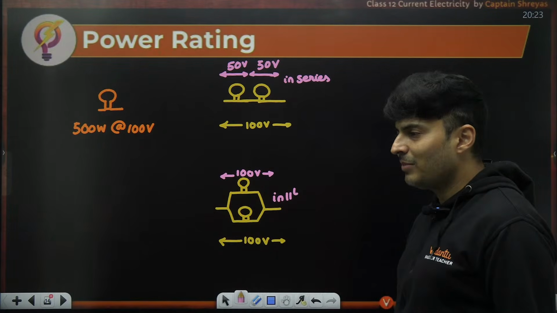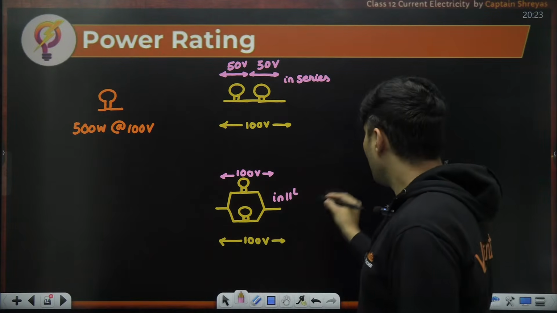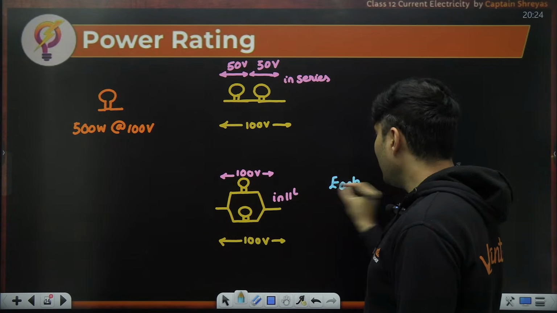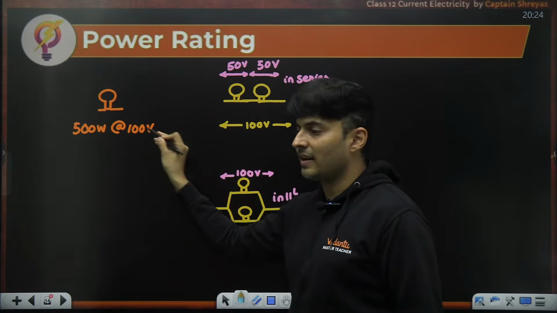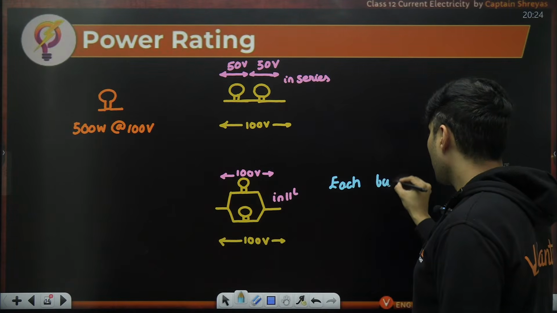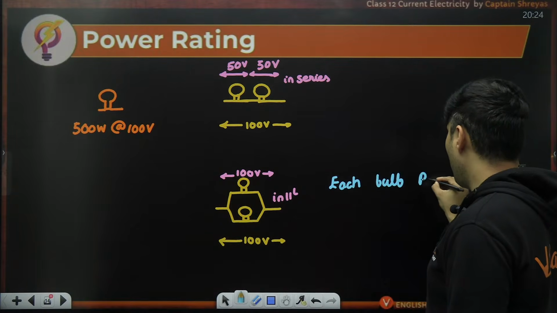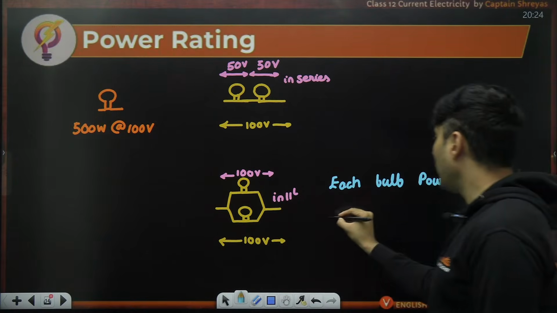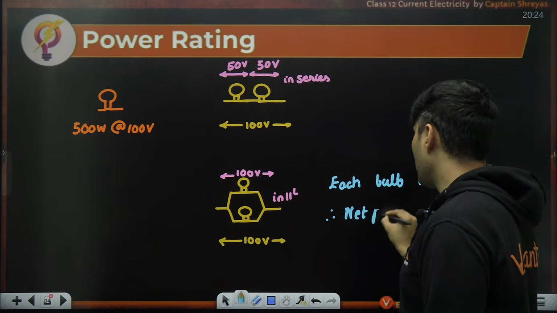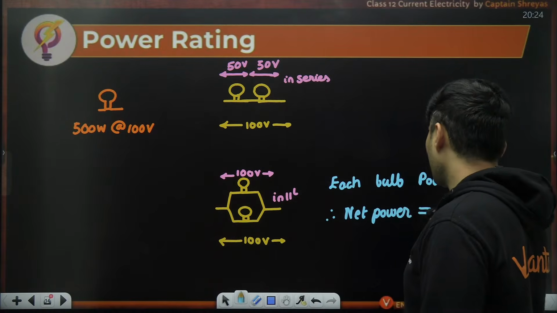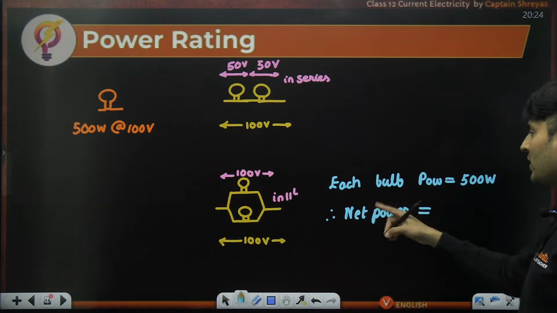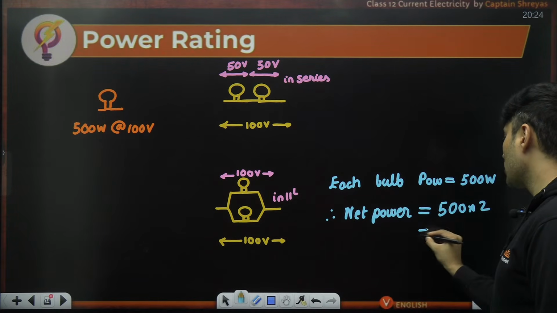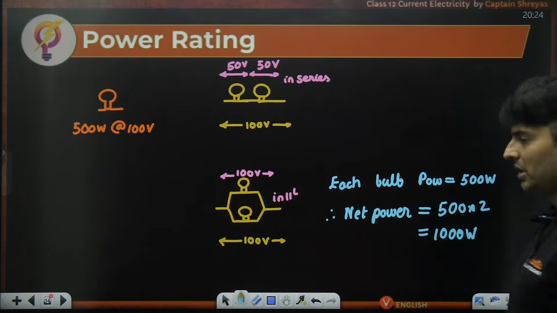Parallel is simple actually. So over here, we can immediately say, in case of parallel, each bulb is still at 100 volts, which was its rated voltage. So each bulb will have a power of still 500 watts. So the net power which will be consumed over here, because there are two bulbs, each is 500 watts, will be 1000 watts.